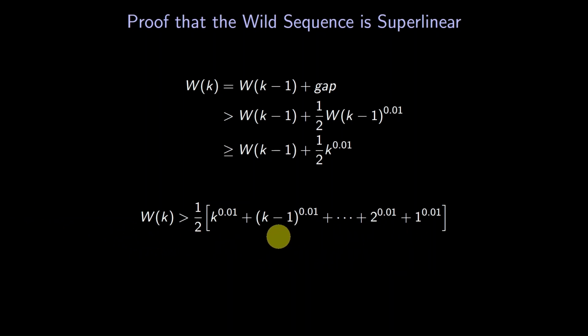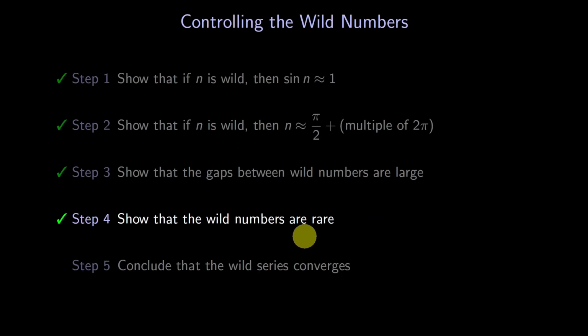And we can estimate that sum in many ways. For example, by approximating the sum with an integral. If we do that, we get the following estimate. And we can simplify. We've shown the superlinear bound that we desired. Great! We've shown that the wild numbers grow rapidly, and in particular, that means they're rare. We've completed step 4 of our plan.